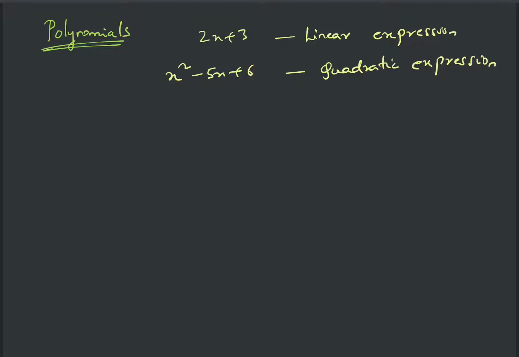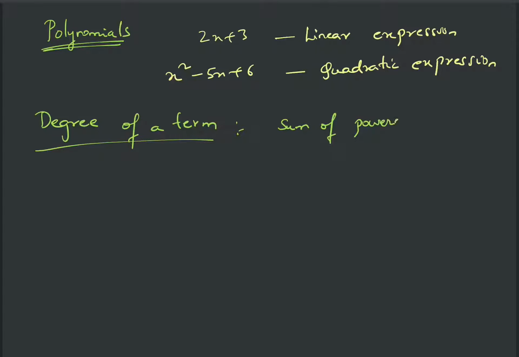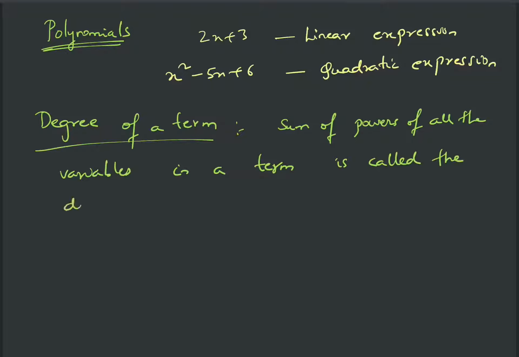Fine. So let us first try to understand what the degree of a term is, then we'll come to what the degree of an expression is. So the degree of a term is nothing but the sum of powers of all the variables in a term. So the sum of powers of all the variables is called the degree of that term.